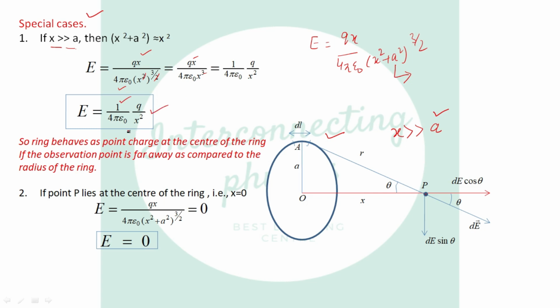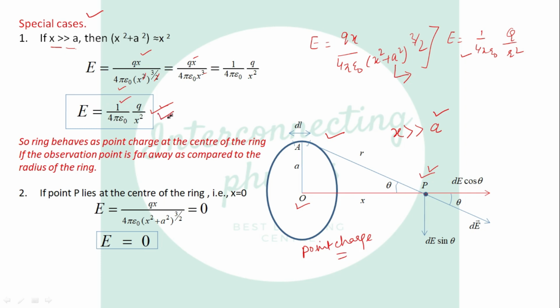You see, we know that for the electric field due to a point charge, the electric field is 1 over 4 pi epsilon naught source charge divided by r square, and this relation is the same as that relation. So we can conclude, if the observation point is very far away from the center of the loop, then this ring will behave as a point charge. This ring will behave as a point charge and the relation looks like E equal to 1 over 4 pi epsilon naught q over x square. So this is the same as the electric field due to a point charge.